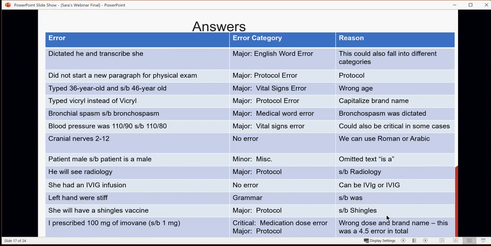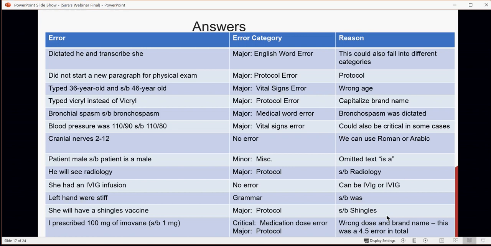Cranial nerves, 2 to 12. There's no error there. We can use Roman or Arabic. Patient male should be patient is a male. It's a minor miscellaneous omission. It's omitted text of is a. That would be one error.